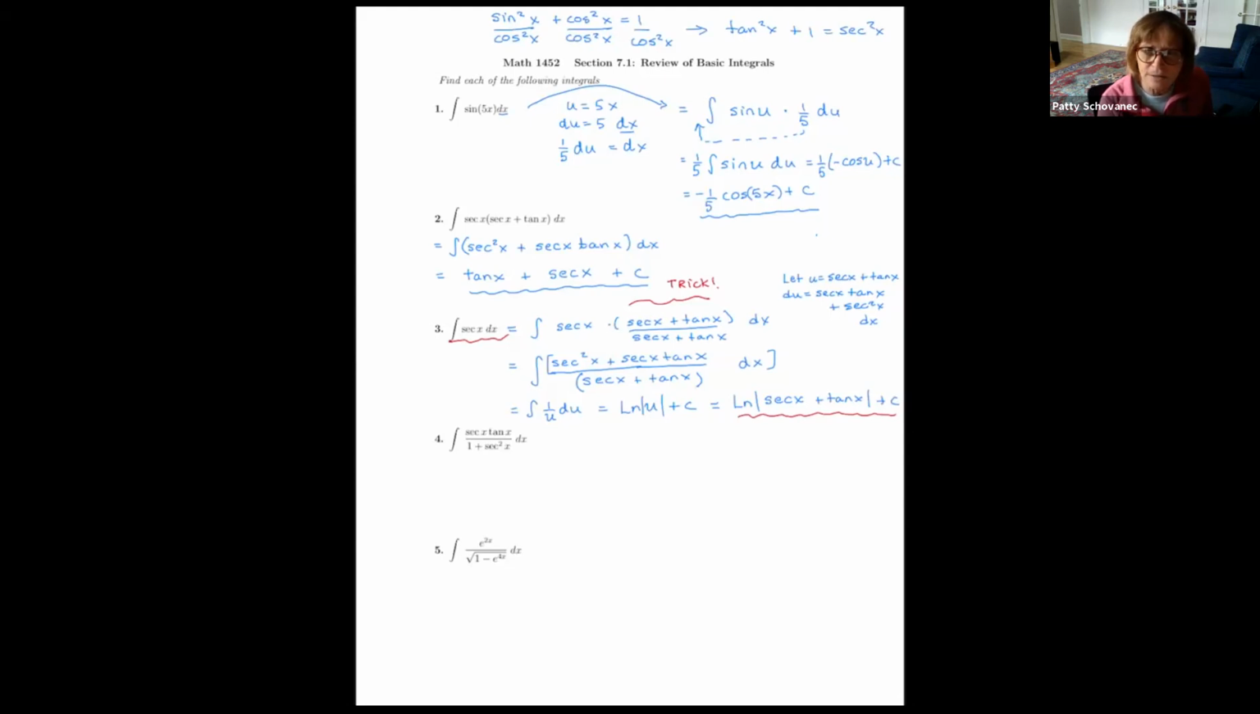I can't take u to be the entire denominator because the derivative of 1 plus secant squared of x is not going to be in the integral, but let's try it. Can you take u to be secant squared, and the derivative of secant squared is secant tangent? Close. I don't want secant squared, just the secant, because the derivative of secant squared will have a 2 secant of x times secant tangent. So that's a good eye. That's what I wanted you to see.